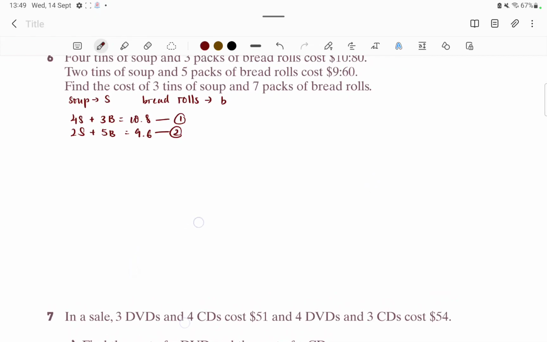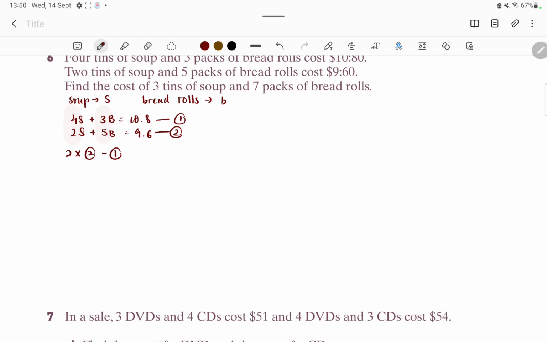Let's see if I try the elimination. Notice that I can't actually eliminate the bread rolls because of 3 and 5. But for 4 and 2, I can multiply the whole second equation by 2, and then it becomes 4s over here. So 4s and 4s can be eliminated. So 2 times equation 2 minus equation 1.